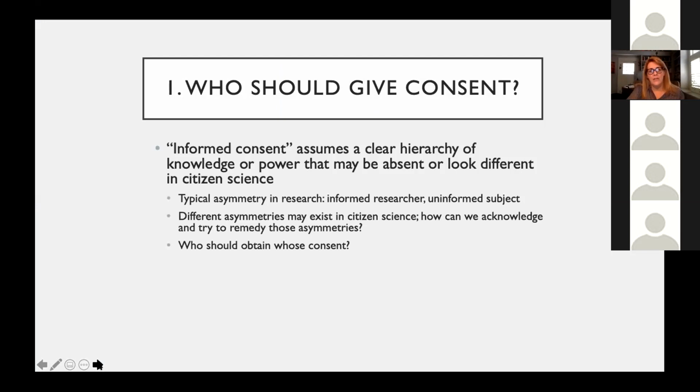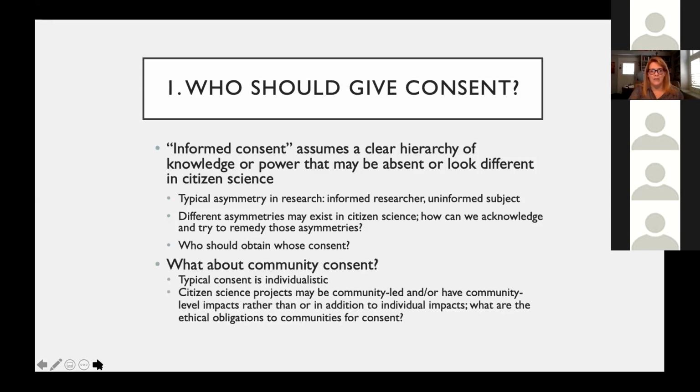Well, the usual understanding of informed consent assumes a clear hierarchy of knowledge or power. So we're thinking about the typical researcher and subject, and the researcher knows more about what's going on, may know more about the science behind whatever they're doing the research on, and the subject is typically uninformed or less informed. So there's an asymmetry. But in citizen science, the asymmetries might look really different, if indeed there even are asymmetries. And so one of the things we have to think about is how to acknowledge and remedy those asymmetries. So that might cash out as who should obtain whose consent.